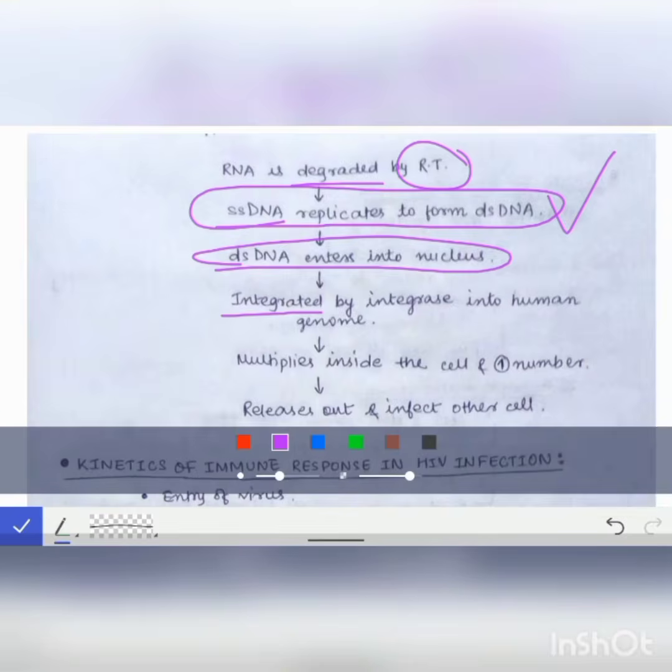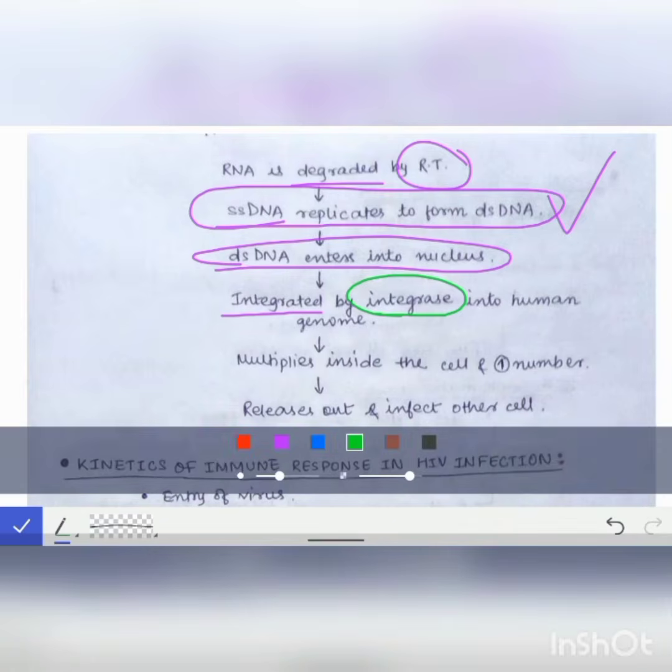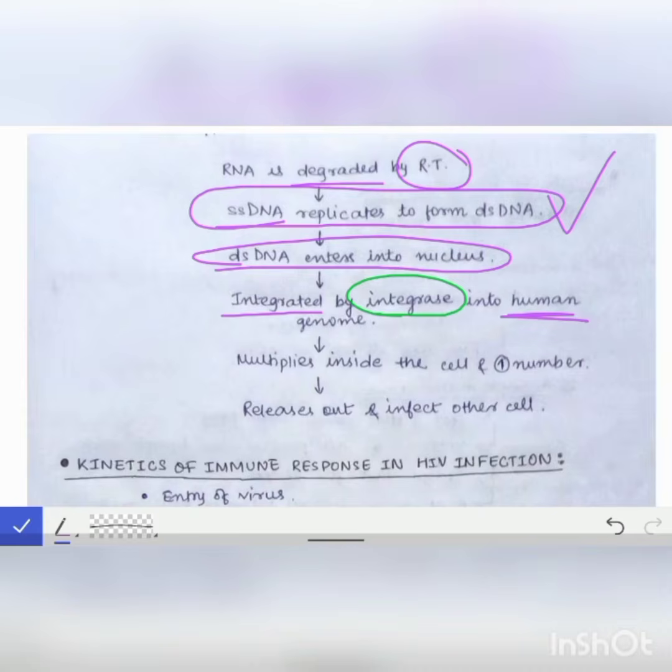of the virus, which is called the integrase enzyme. So now that double stranded DNA is getting integrated into the human genome.